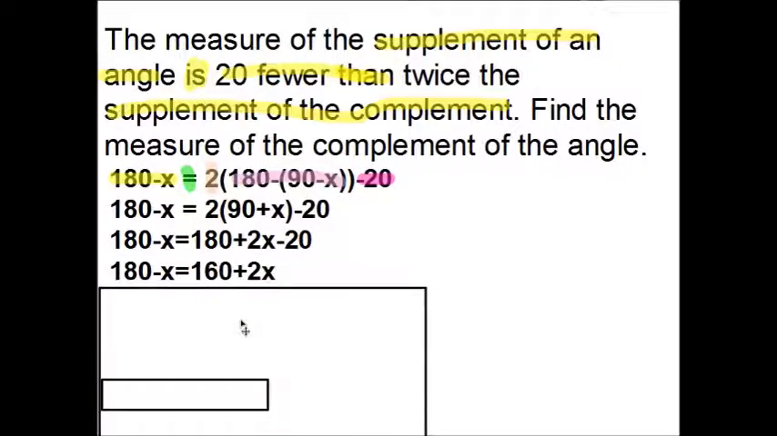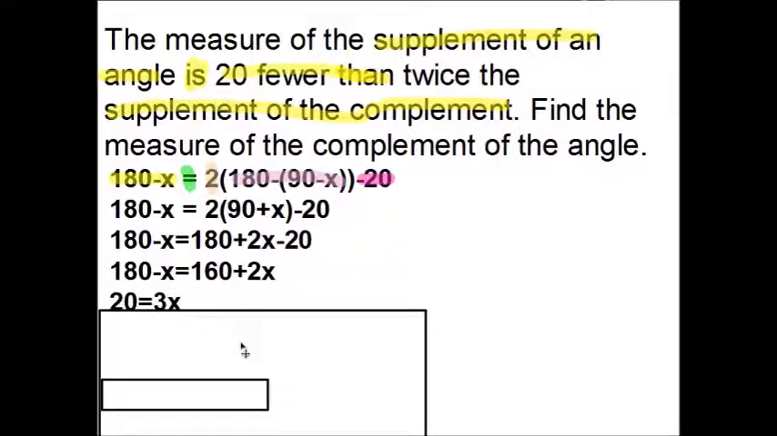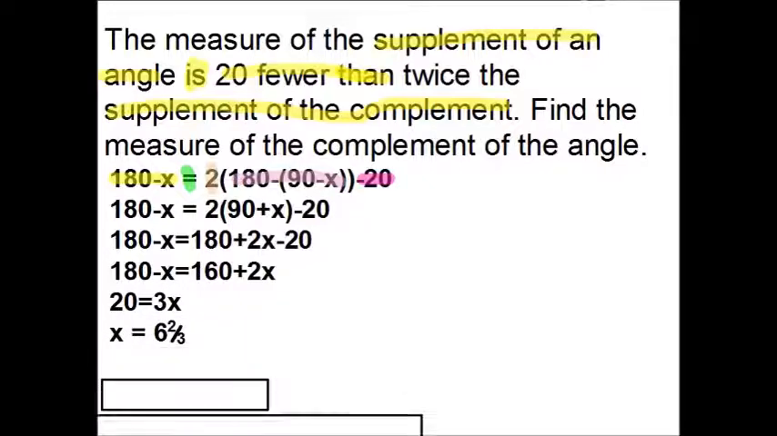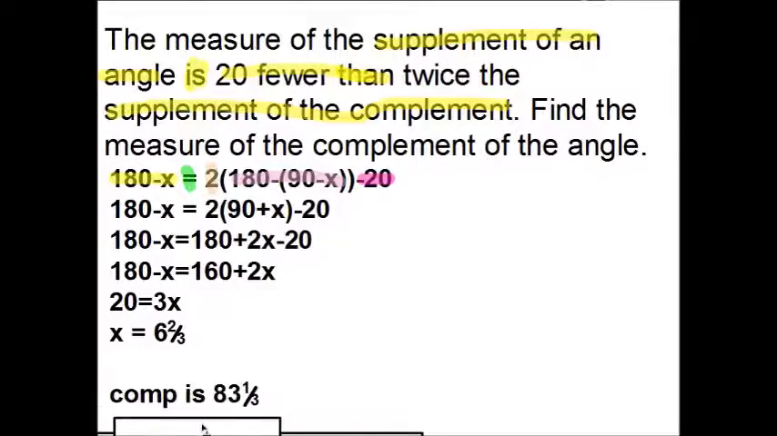And combine one more time. 180 minus x equals 160 plus 2x. Which leaves me with 20 equals 3x. Therefore, x is going to be 6 2/3. Now, let's answer the question. X we know is going to be our angle. If our angle is x, the complement of the angle, it's going to be 83 1/3 degrees.